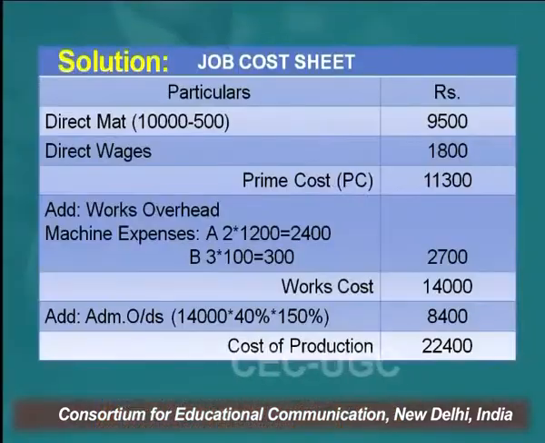As you know, the very simple part is you just note down what is already directly given in the question. Direct material worth 10,000 rupees is being issued, 500 rupees had been returned back after the completion of the job. So, 9,500 rupees is the cost of the material that has been used on this job.